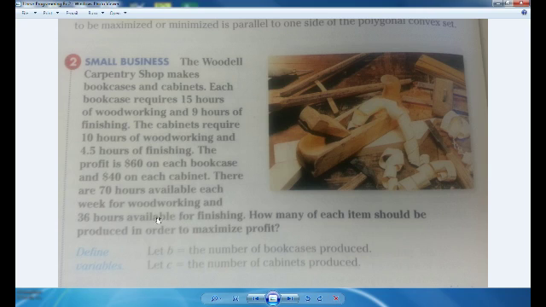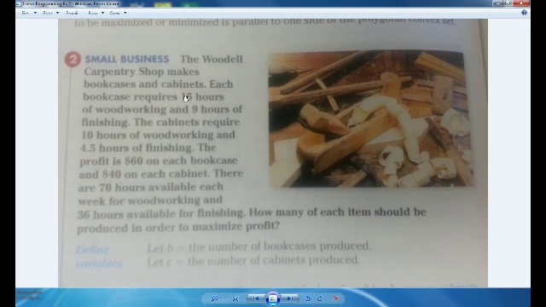Okay, so ignore the question for now. What mathematics items do we have? 15 hours. Okay, so we have 15 and 9, right? 10 and 4.5. Okay, we're going to ignore the profit issues for now. 70. Which of those are a total? 36. Okay, so those are going to form our inequalities, right?